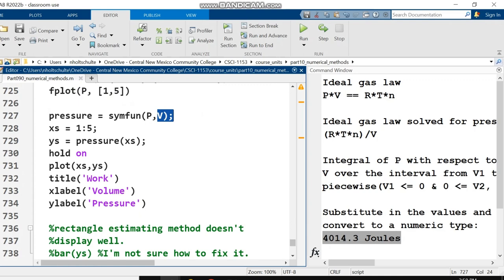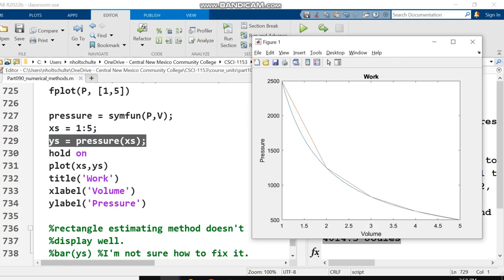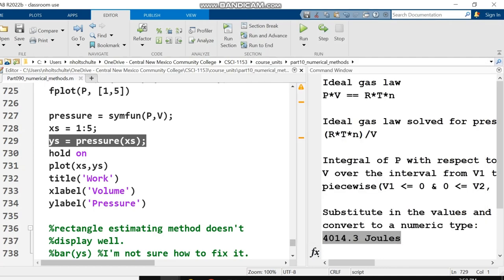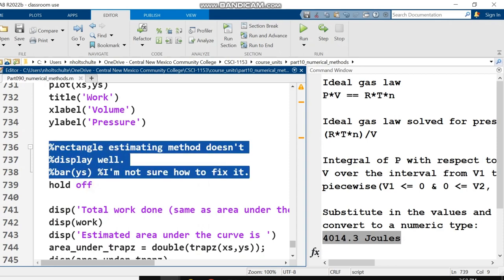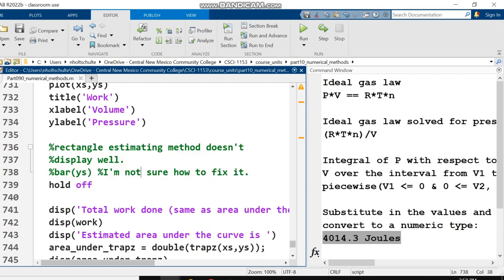I create a vector of values from 1 to 5, and I plug into this pressure anonymous function those values 1 through 5, to apply the symbolic expression on those values. I get another vector result, y's, and I go ahead and plot those out. And that's the red line that you're seeing right here, as opposed to the blue, which was generated from fplot. I did try, or well, not try very hard, but I tried to graph using the rectangle method of estimating area under a curve. It didn't look good, and I couldn't figure out quite how to make it look good.